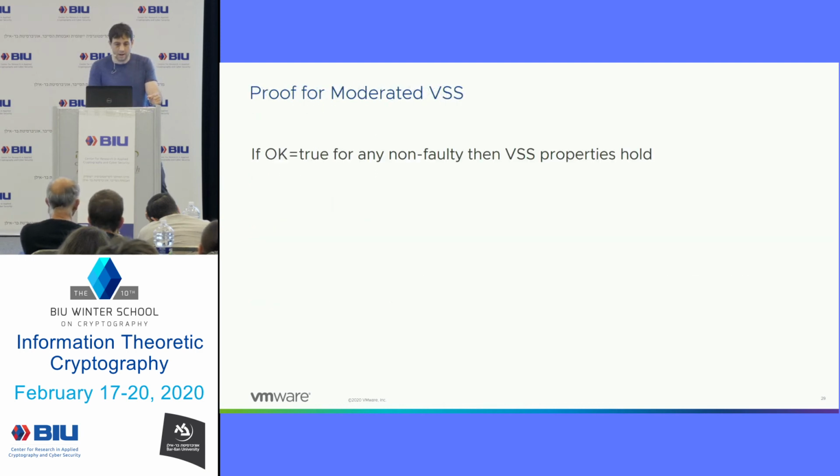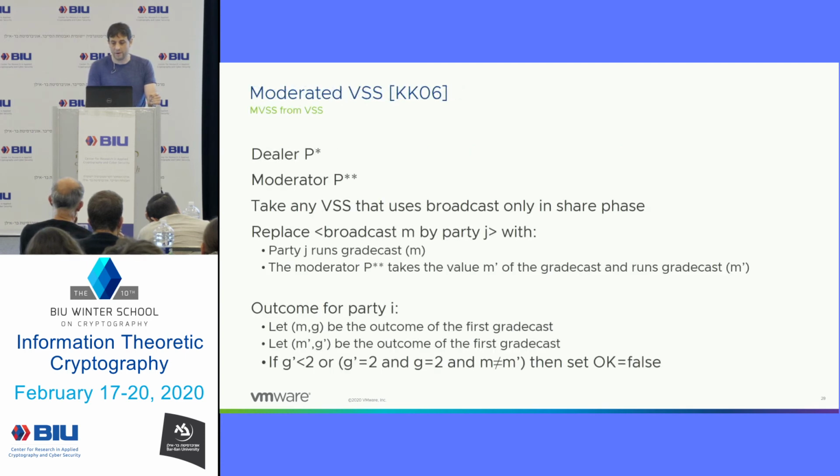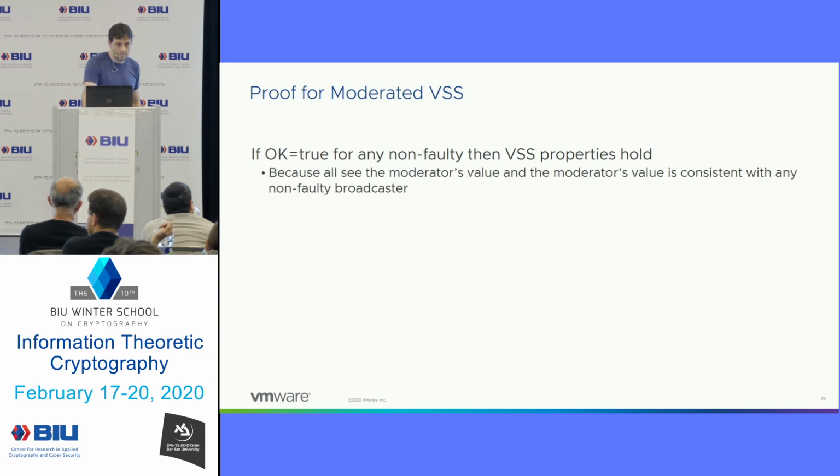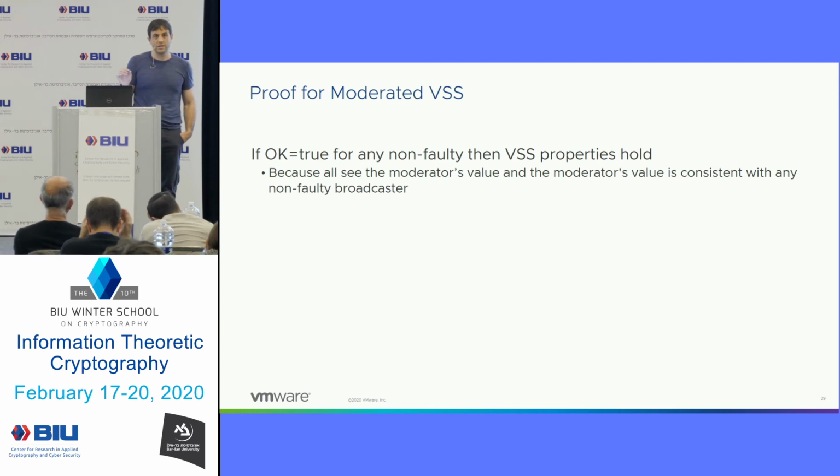And here's the property that we want to prove. We want to prove that if any non-faulty has set an OK bit, then the VSS properties hold. Okay, so remember here we have a way to downgrade our OK to be a false. And what we want to say is that if there's anybody who has an OK, then things are fine.